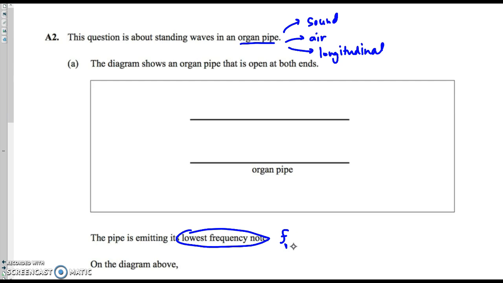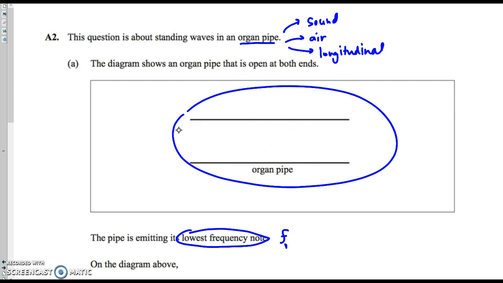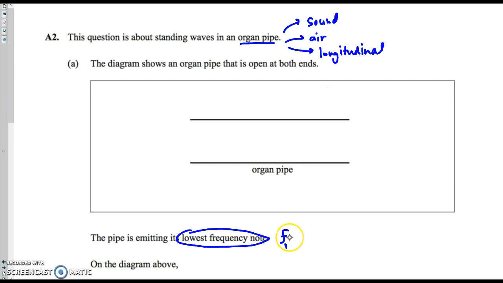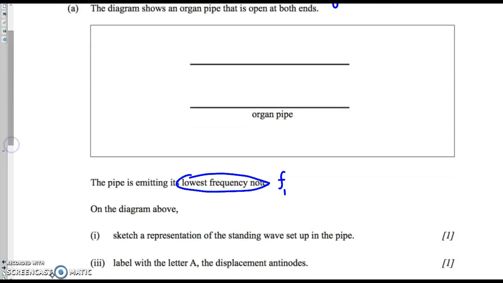Instruments operate using harmonics. The resonance that occurs, or let's say the standing wave that's produced, is why we hear a loud noise from the organ. And so here they mean it is producing the first standing wave, F1. On the diagram, sketch a representation of the standing wave in the pipe.